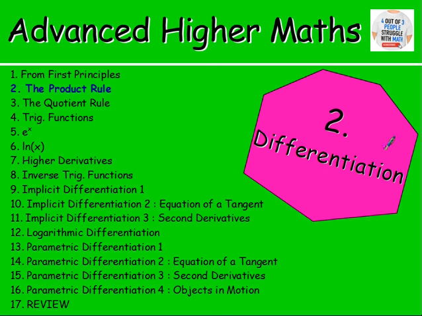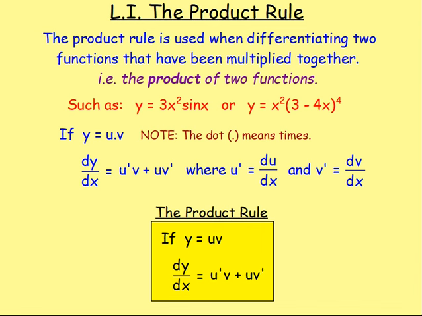After that, we looked at the product rule. What is the product rule? Well, apart from being Fiona Butcher's favourite thing in the entire world, it is used when differentiating two functions that have been multiplied together. So in other words, the product of two functions. Here you can see you have 3x squared times sine x. So we're multiplying one function in terms of x times another function in terms of x. So we need to use the product rule.